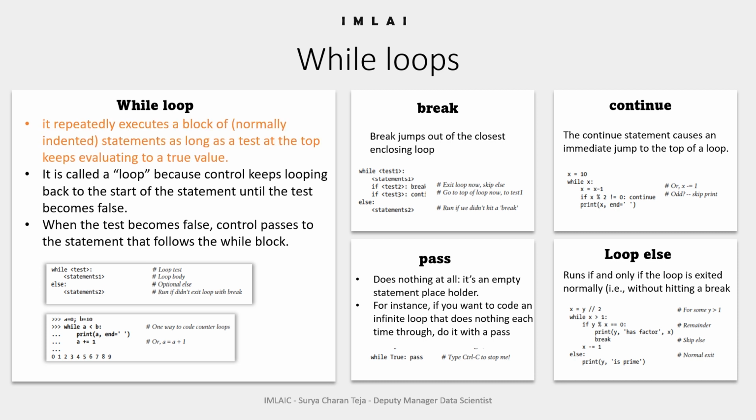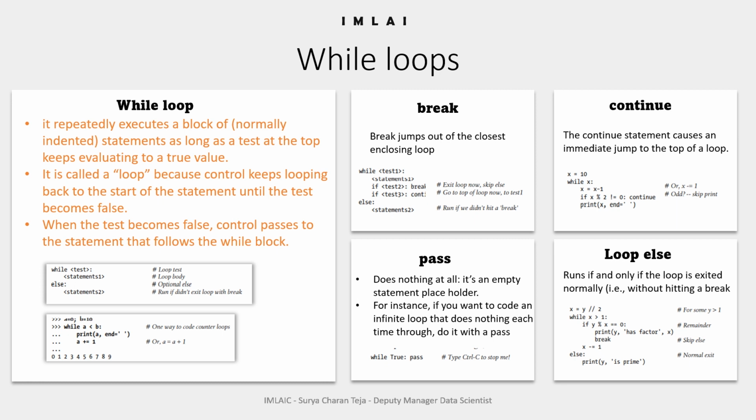It is called a loop because control keeps looping back to the start of the statement until the test becomes false. When the test becomes false, control passes to the statement that follows the while block. Use Control plus C to come out of an infinite loop.